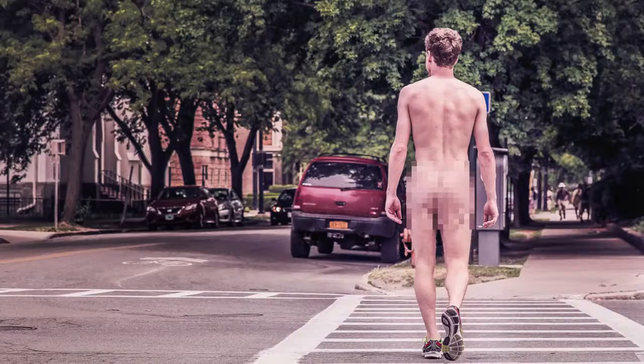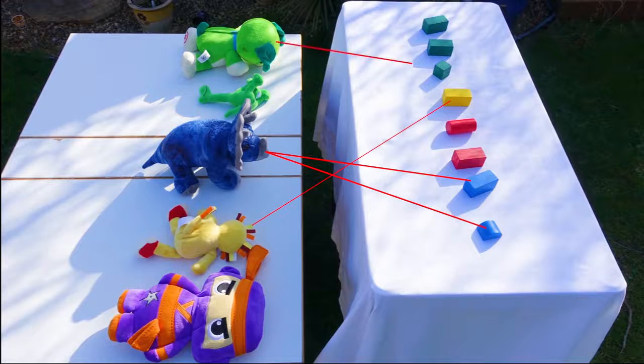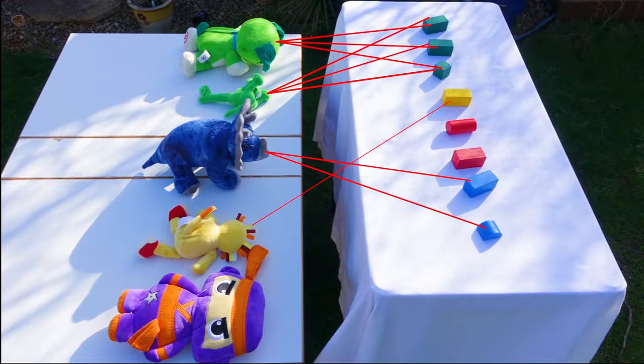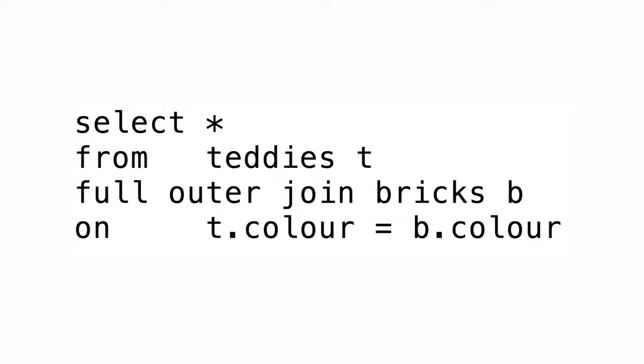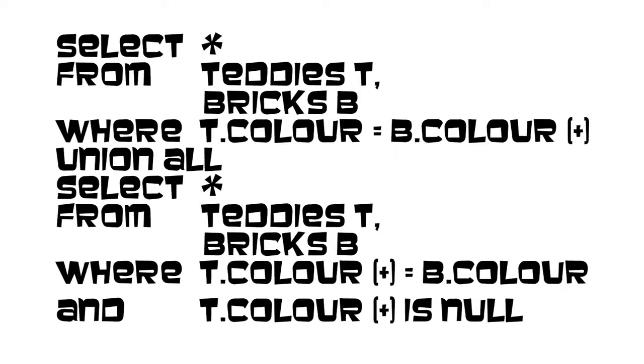But what if you want all the bricks and teddies from each table, even if there's no matching colour in the other? To do this, you need a full outer join. This returns all the rows from both tables, but unlike a Cartesian product, each teddy only links to bricks of the same colour. If there are no colour matches in the other table, the teddy, or brick, appears just once. To do a full outer join, you need to use ANSI syntax, or go for a clunky workaround.